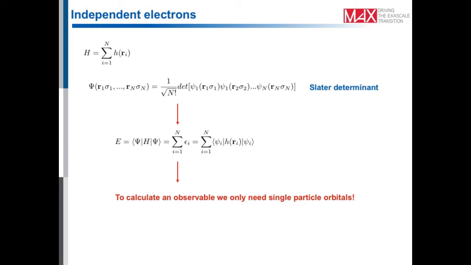And what you can do is take a Slater determinant and calculate an observable, calculate energy here. Okay, so what you actually will see after some writing out of this expression is that to calculate energy, you only need the single particle orbitals. These are these psi i's that enter here into the Slater determinant. Okay? So for any observable, you will only need single particle orbitals. Very nice.